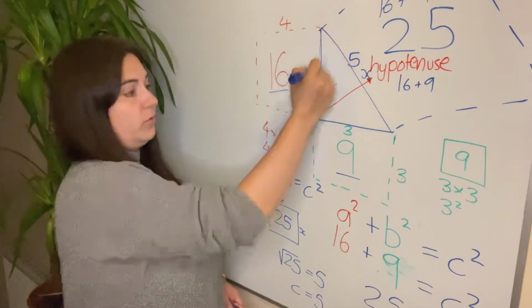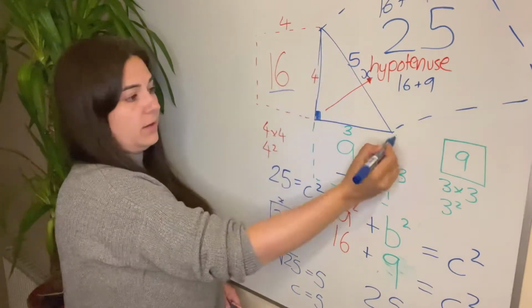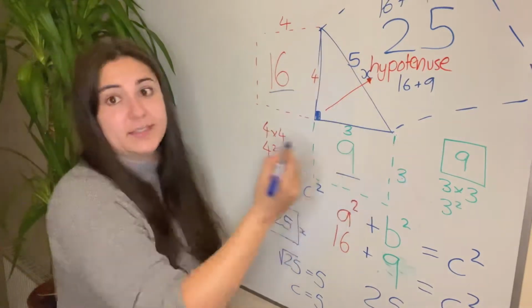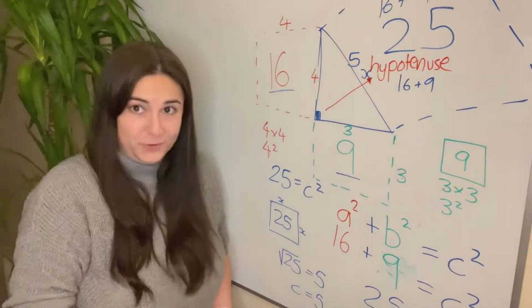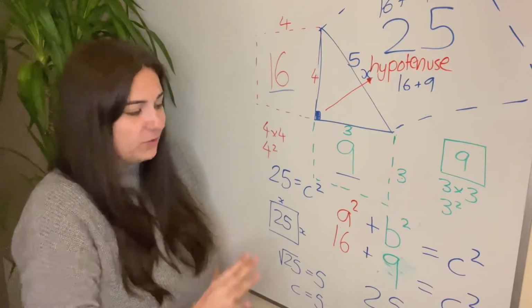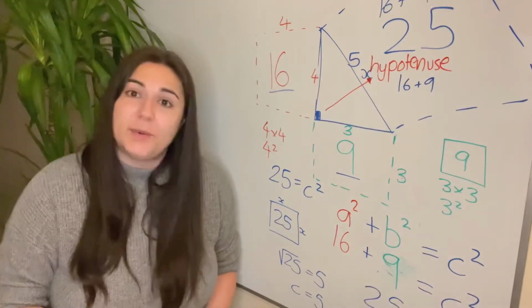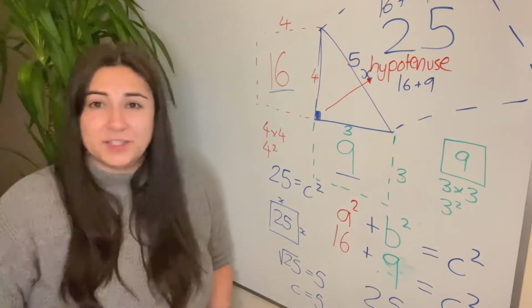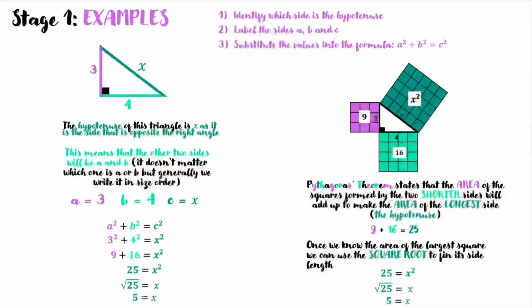You can draw a right angle triangle with a side length of 4, side length of 3, and measure it to see if it is 5, and it will be if you've drawn it accurately. So that's our first example. A lot to take in, so we'll do it again with some different numbers, and I'll also show you how to use the square root button on a calculator.